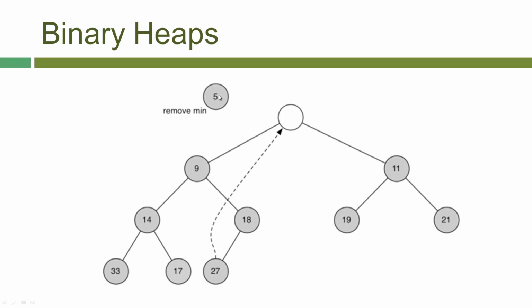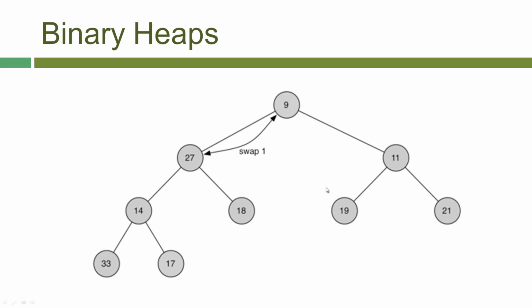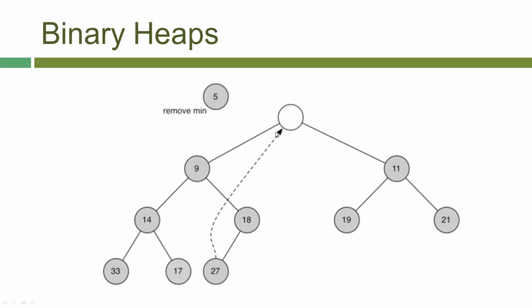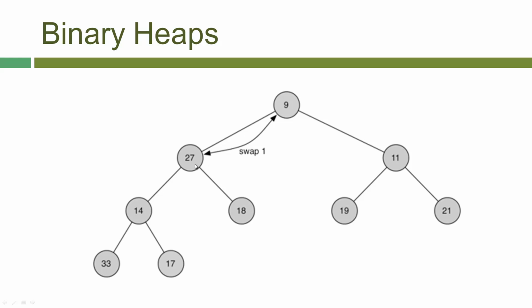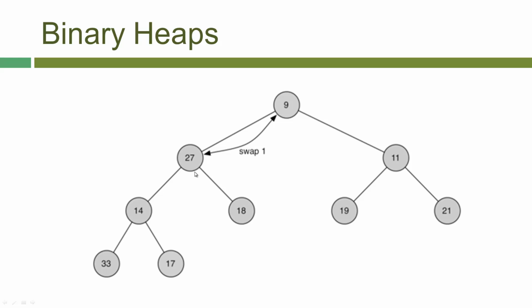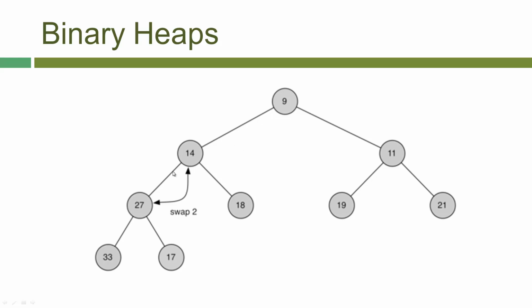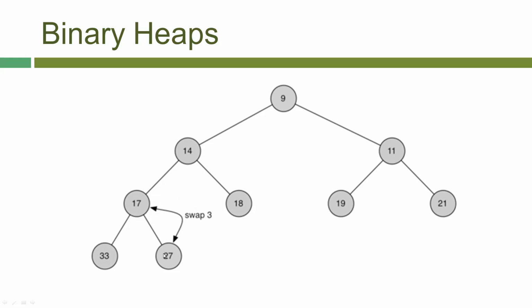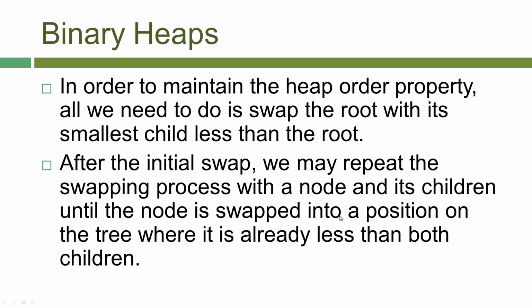So here in this figure, we just decided to remove that minimum element, which is 5. And in this case, we're going to begin doing some swapping. So we'll do one swap from this 9 to the root, and then we have 27 being swapped to go to that place. Then we're going to swap 14 and 27 to move 14 up, essentially percolating it up. And then you'll notice we have to do another swap since 27 is still greater than 17.